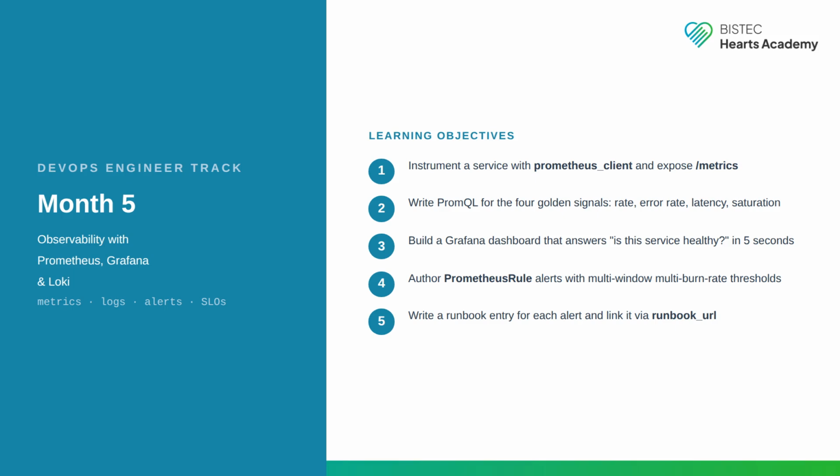Welcome to month 5 of the DevOps engineer track. In months 1 through 4, you built a CI pipeline, containerized the BISTEC Mart application, deployed it to Kubernetes, and provisioned that cluster with OpenTofu. You now have a running platform.